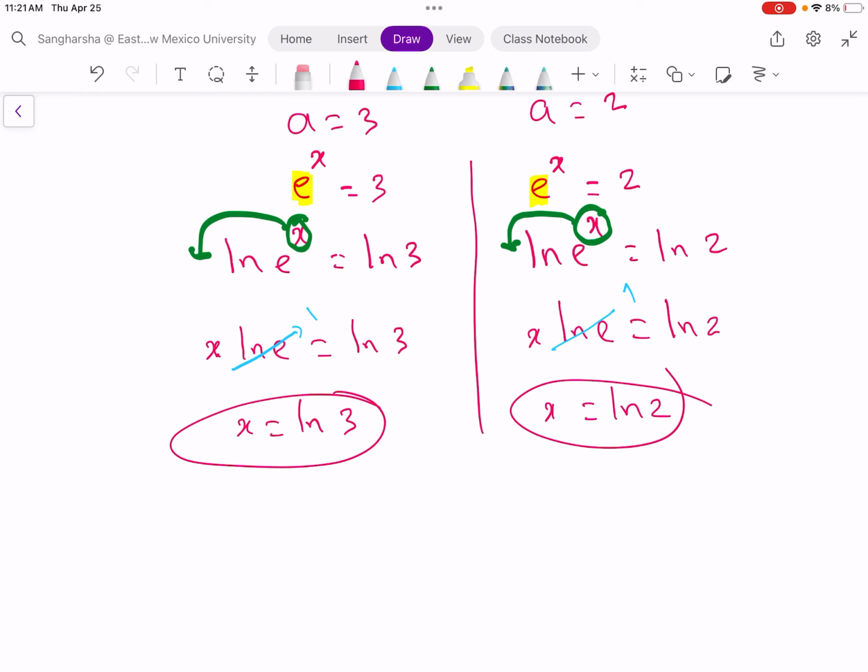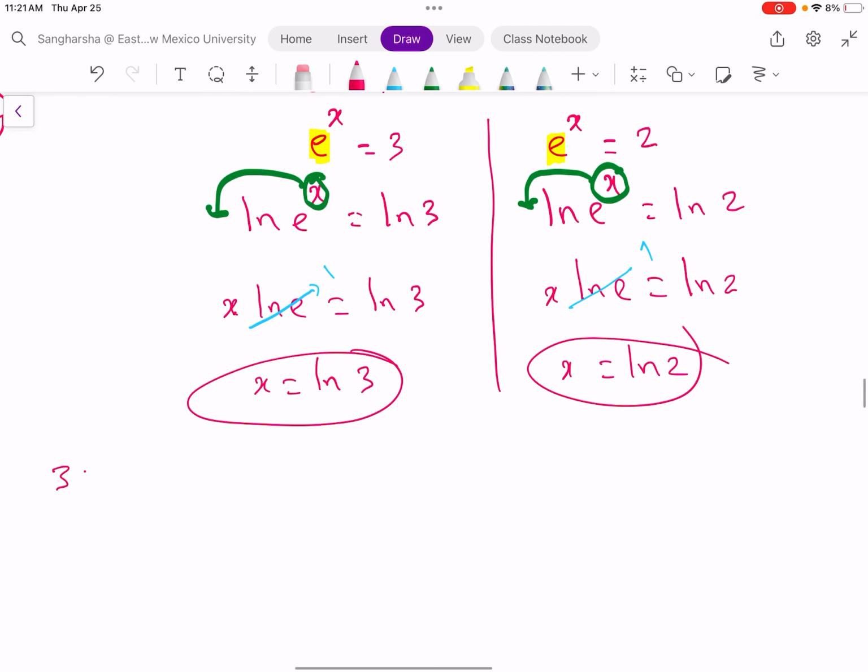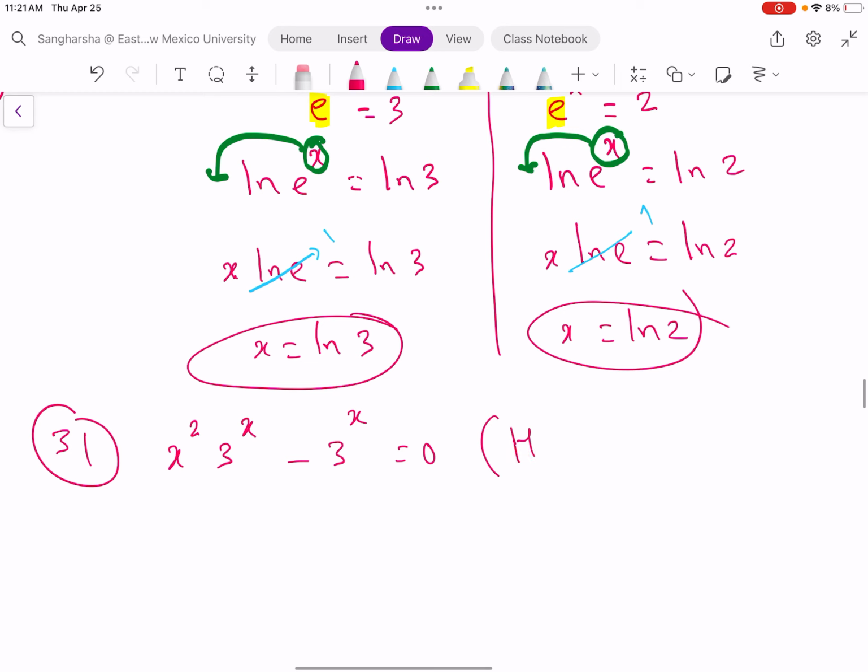Okay, so in number 31, we have x squared times 3 to the power x minus 3 to the power x equals 0. And it does give us a hint. Our hint is factor out 3 to the power x. So this is the hint given to us.